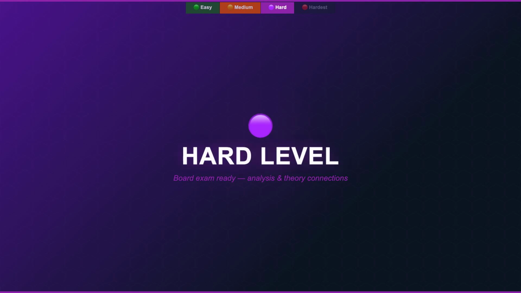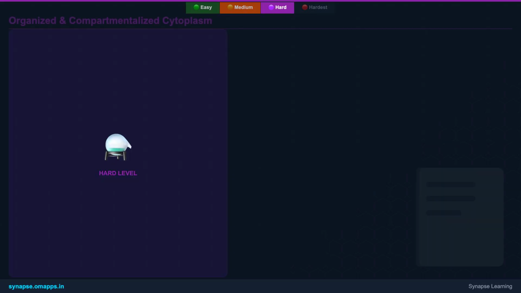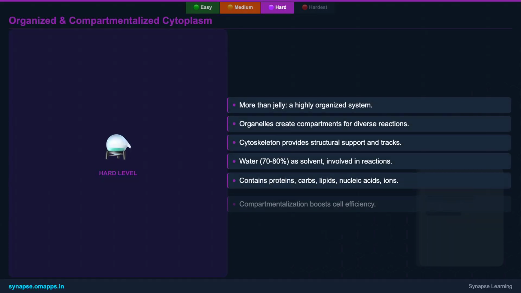You're doing great. Now, prepare to unlock even deeper insights into the cytoplasm. Let's tackle the hard level. The cytoplasm is far from a simple jelly. It's a sophisticated, highly organized system. The presence of numerous membrane-bound organelles creates distinct compartments, allowing specialized biochemical reactions to occur simultaneously without interference, a process called compartmentalization, vital for eukaryotic cell efficiency.